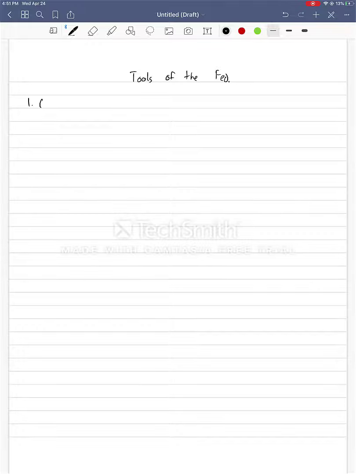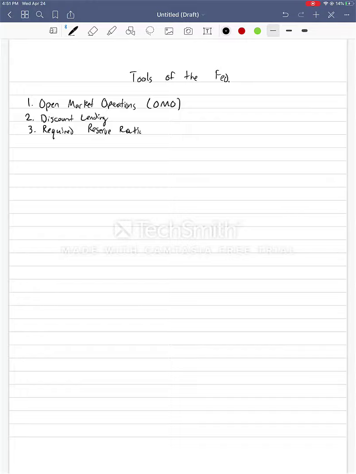Let's start with the first one. The first one is what we call open market operations, often abbreviated as OMO. The second tool that they have is discount lending. And then the third tool is the required reserve ratio. So let's start with the first one, open market operations.